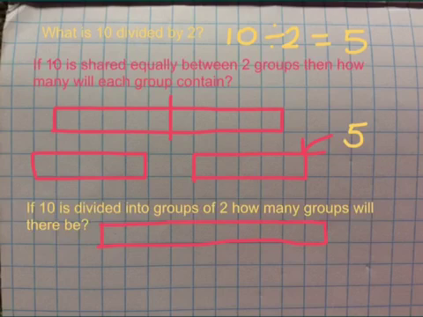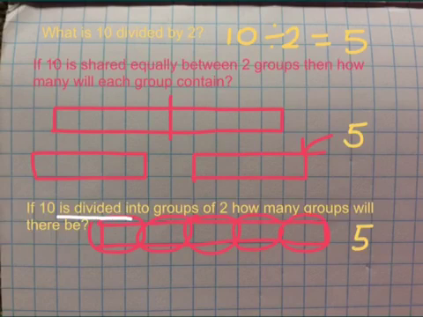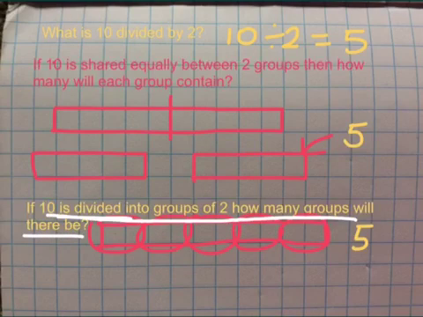A second way of looking at this problem, 10 divided by 2, we could say if 10 is divided into groups of 2, then how many groups will there be? So if we divided them into groups of 2, 1, 2, 3, 4, 5. That means that we'll end up with 5 groups of 2. So the answer to 10 divided by 2 is going to be 5. And this thinking, if 10 is divided into groups of 2, how many groups will there be? This is the thinking that we need to use. This is the way we need to think about dividing when we're going to be dividing by fractions.